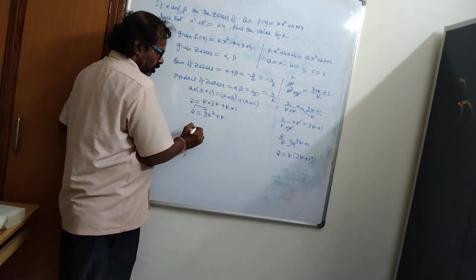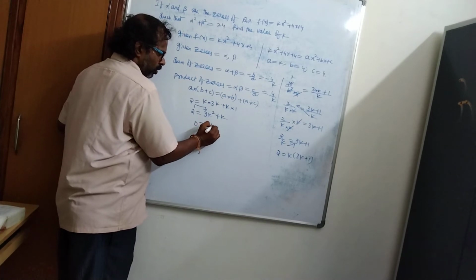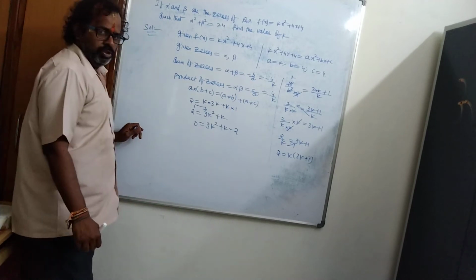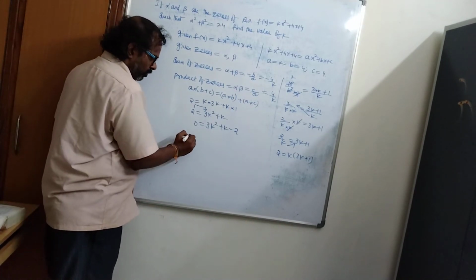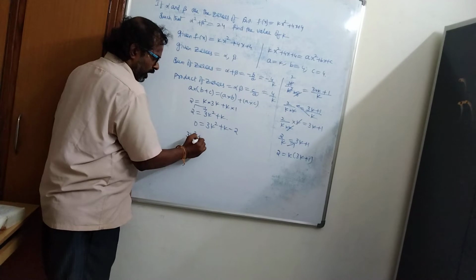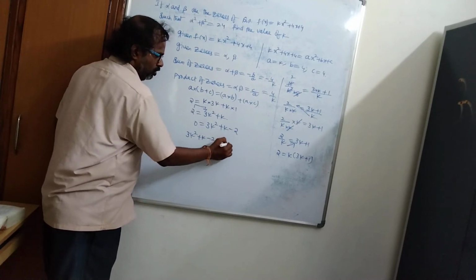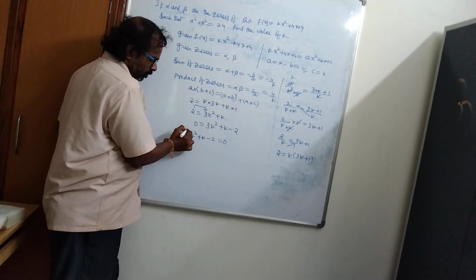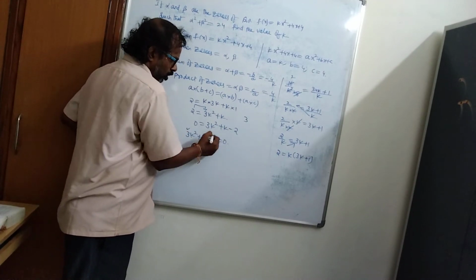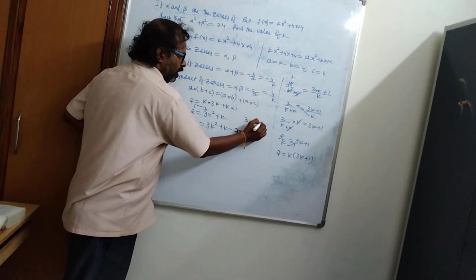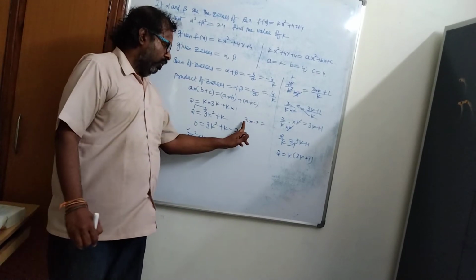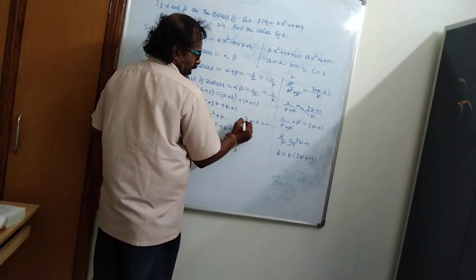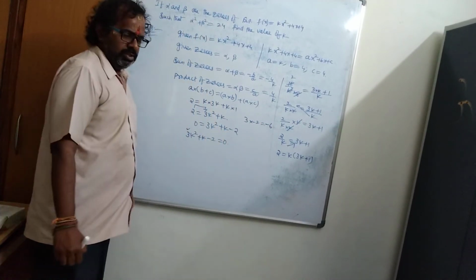So get this 2 here, 0 is equals to 3k square plus k minus 2. Now arrange them in a proper way. So 3k square plus k minus 2 is equals to 0. Now coefficient of k square is 3 and the constant including the sign we have to take. If it is positive, we take positive. If it is negative, we have to take negative. So plus into minus, minus, 3 2s are 6.